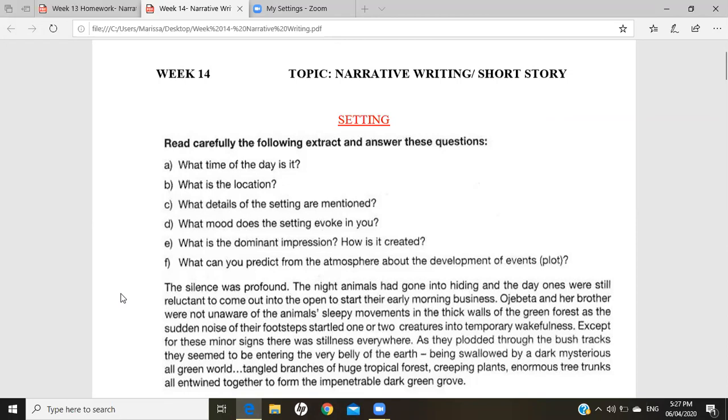Jaden? Yes, it could be right before sunrise. Good. So right before sunrise, we'll call that dawn, right? Anybody had anything different for what time of day it is? Or everyone had that?